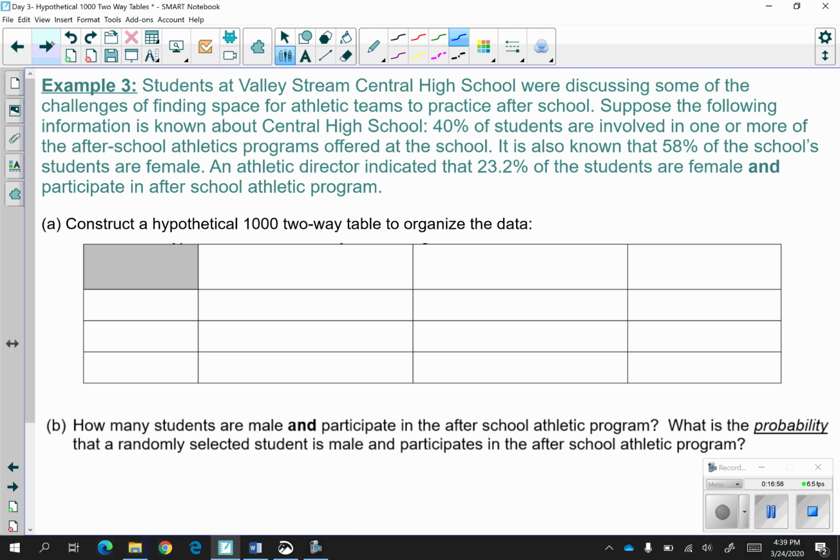Why don't you read this problem and then try to create your own hypothetical 1,000 two-way table.